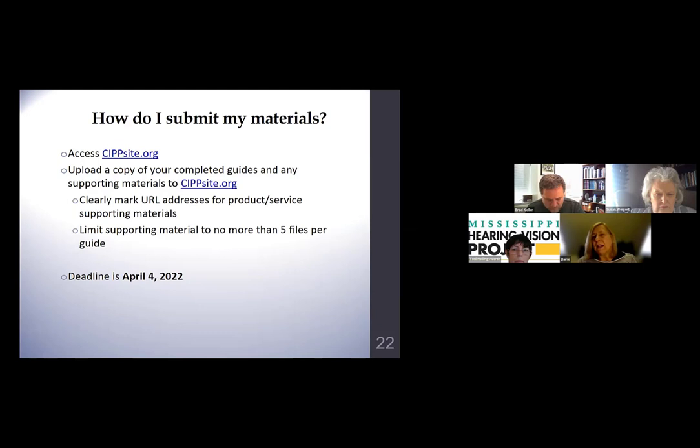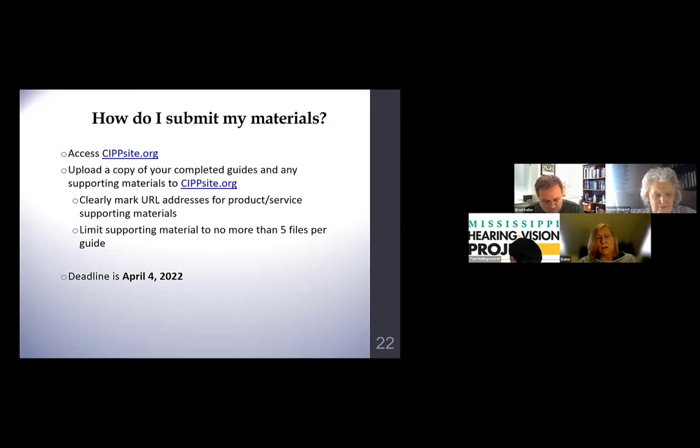As we said, the panelists really like seeing supporting materials, but they do not want to have to open 30 separate files in order to get through the review. So we have found that 5 is usually sufficient. The deadline for uploading the materials is April 4th.